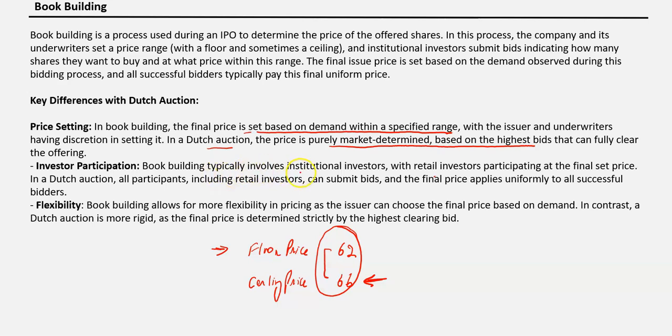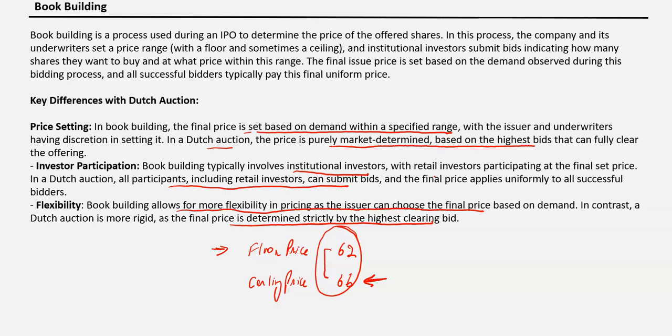Book building involves institutional investors, and retail investors will be involved after the book building at the final set price. But in the Dutch auction, all participants will participate in the bidding, even at the start. Book building allows for more flexibility in pricing as the issuer can choose a final price. But in the Dutch auction, the final price is determined strictly by the highest clearing bid.